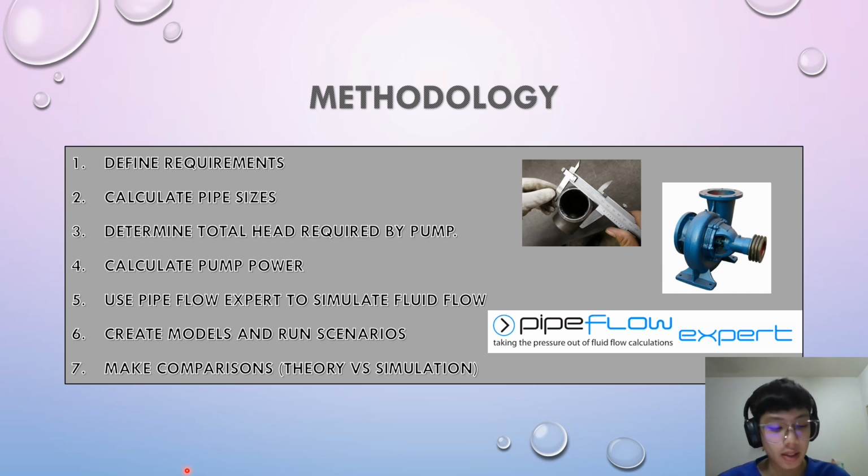Calculations for the appropriate pipe size are conducted to ensure flow velocity remains within the range of 1 to 3 meters per second. And the third, determine the total head required by the pump. Key parameters such as flow rate, pressure drop, and total dynamic head are determined using fluid dynamic equations and industry standards. And the fourth, calculate pump power. We use the hydraulic power equation to calculate the pump power. And number 5, use Pipe Flow Expert to simulate flow.